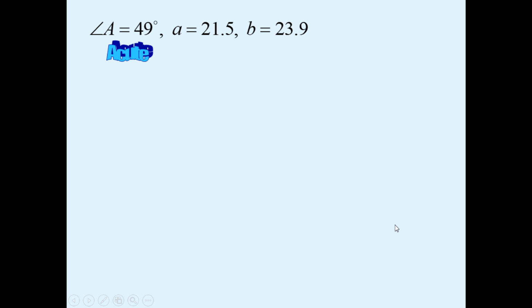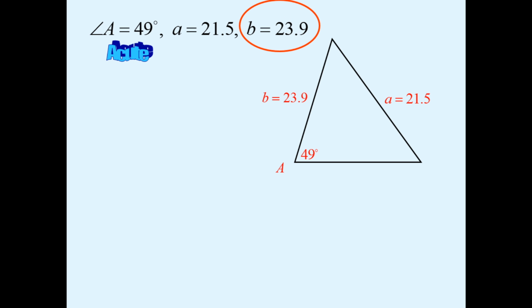Okay, so now here's another one. Let's say we do have angle A, 49 degrees. The shortest leg, a, is 21.5, and segment b is 23.9. Once again, just plugging in numbers and setting up the triangle here, we do have A, B, and C, so triangle ABC. Once again, we just want to compare the shortest leg with the other side. The shortest leg is less than the other side.